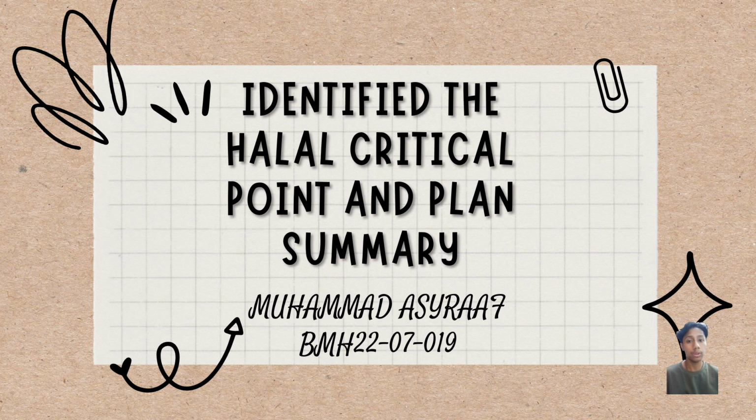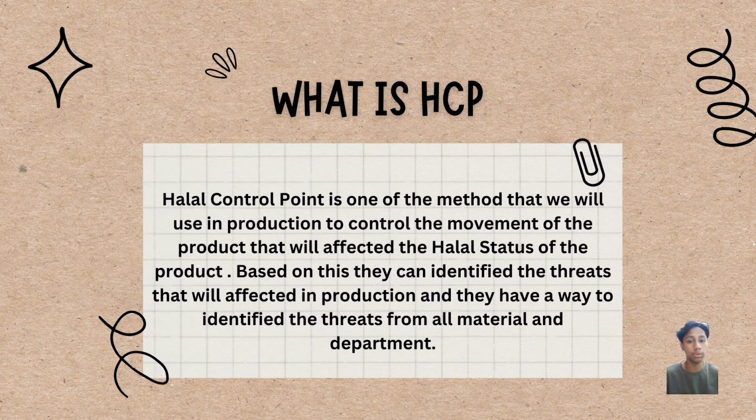Okay, so today I'm going to present the identified halal critical point and also the plan summary. First we go through what HCP is. HCP is one of the methods that we use in production to control the movement of the product that will affect the halal status of the product. Based on this, they can identify the threats that will affect the production, and they have a way to identify the threats from all materials and departments.